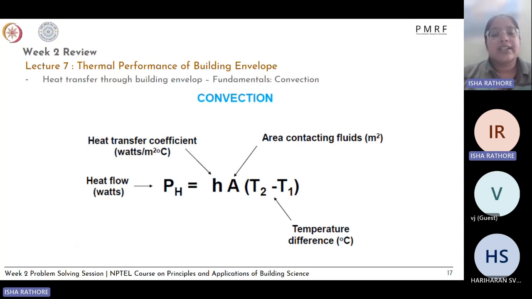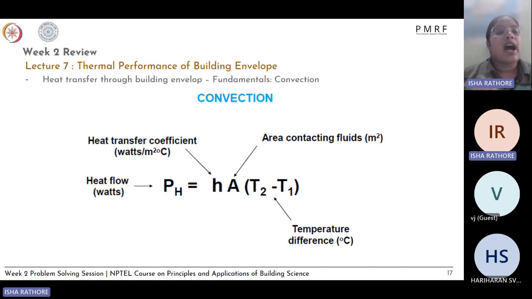And then this is also directly proportional to the area contacting the fluids. So area is again the second parameter. And then we have the temperature difference. So this is similar to the conduction equation as well, where instead of heat transfer coefficient, we have U. A is similar, or the areas which are contacting the fluid or the medium here. And then again, the temperature difference between the fluid and the area. So this is similar. So you just have to remember for convection, this is heat transfer coefficient, and for conduction, it's U value. But all the terms are directly proportional to the convective heat transfer flow.